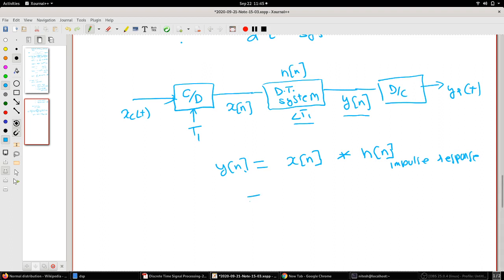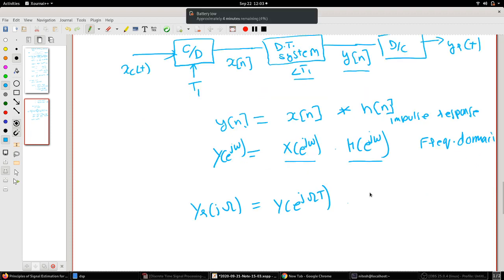Now in the frequency domain you can represent this as Y of e raised to j omega equals X of e raised to j omega multiplied by H of e raised to j omega. This is what you have in the frequency domain. That is, the Fourier transform of x of n is X of e raised to j omega, multiplied by the Fourier transform of h of n, which gives you the frequency response of the LTI system, that is H of e raised to j omega. You get Y of e raised to j omega.